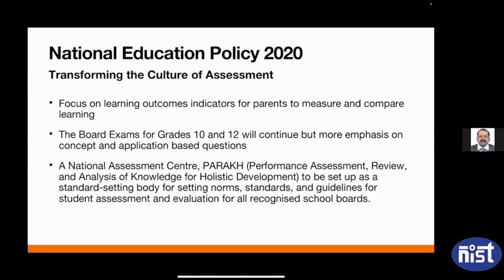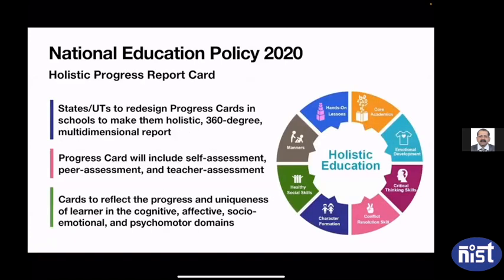So this is how the school education will go, and the report card will report a 360-degree holistic progress of the student, not just the academic part. So therefore, the progress cards will be made in such a way that they will include self-assessment, peer assessment, teacher assessment, and will reflect the progress and uniqueness of the learner in cognitive, affective, socio-emotional, and psychomotor domains. So a lot of work for the school teachers.